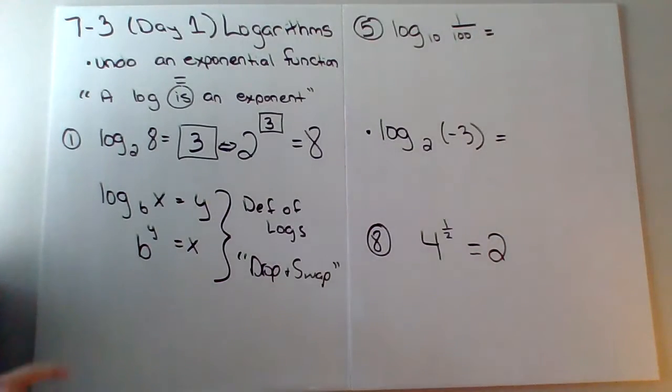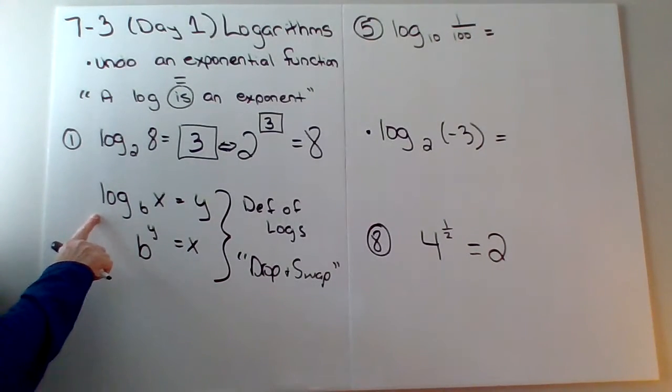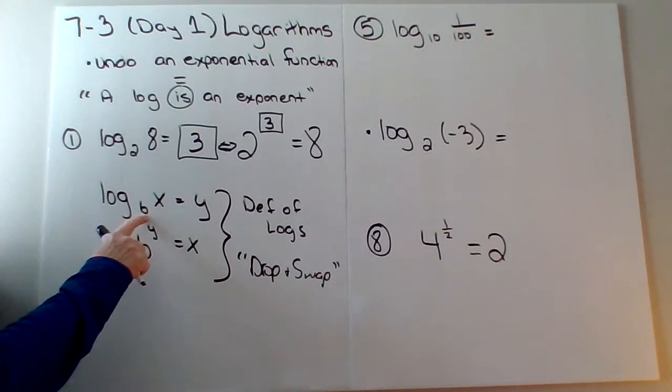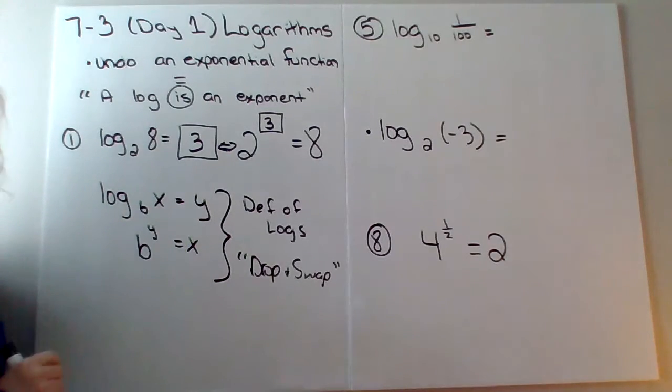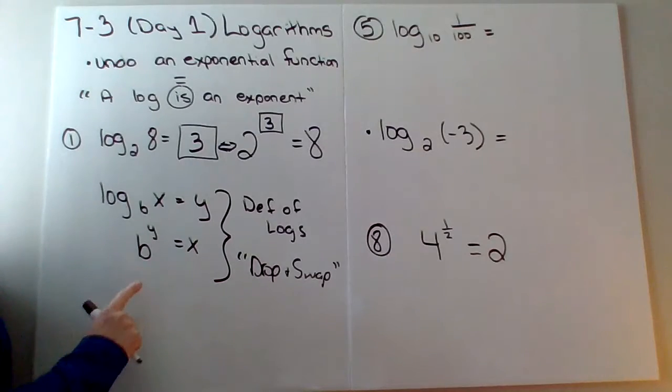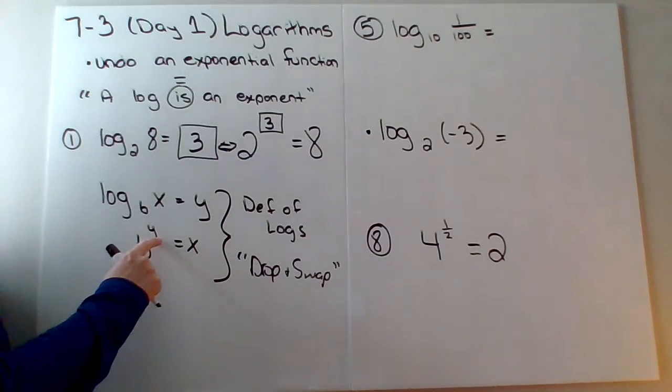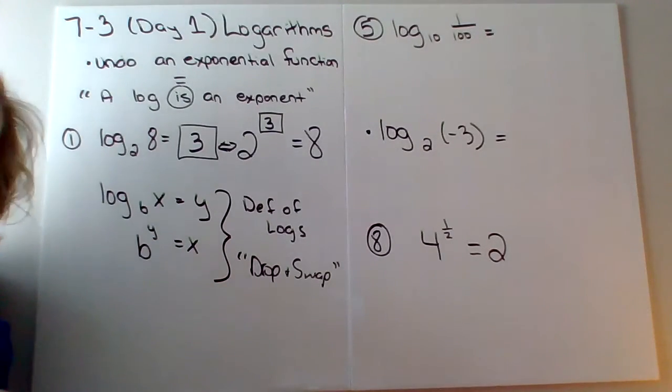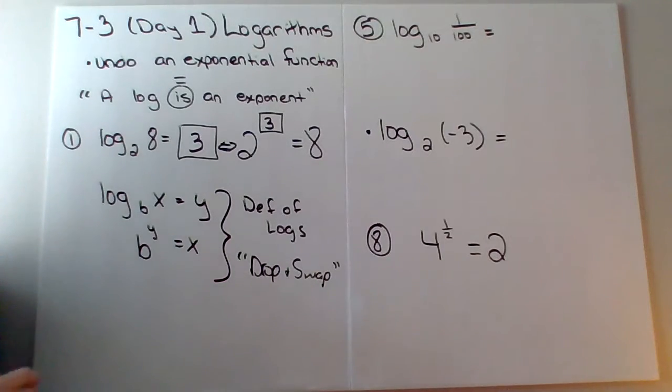So by definition, this is read log base b of x equals y. Its exponential form is b to the y power equals x. This is the definition of logs. This is how you go back and forth between the two forms.